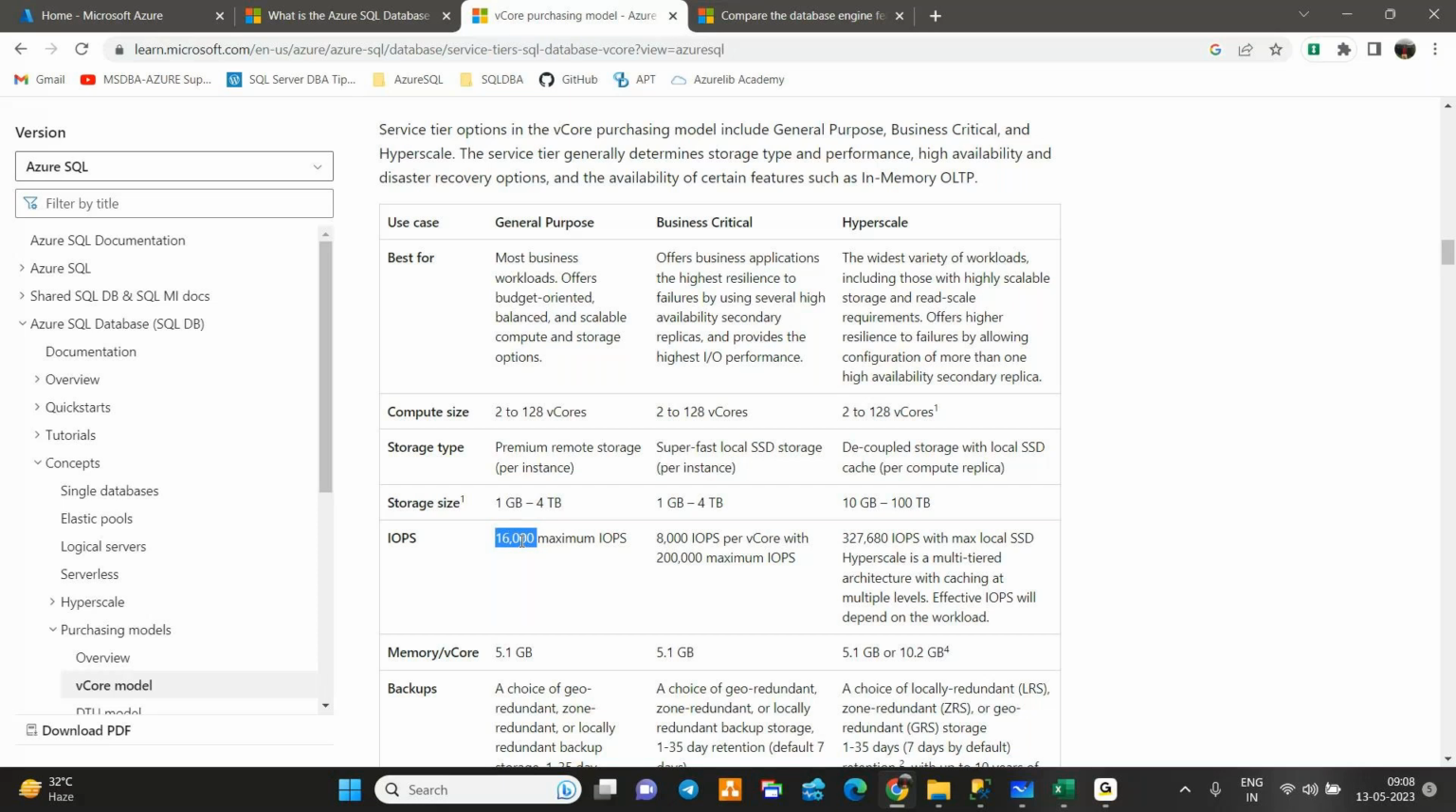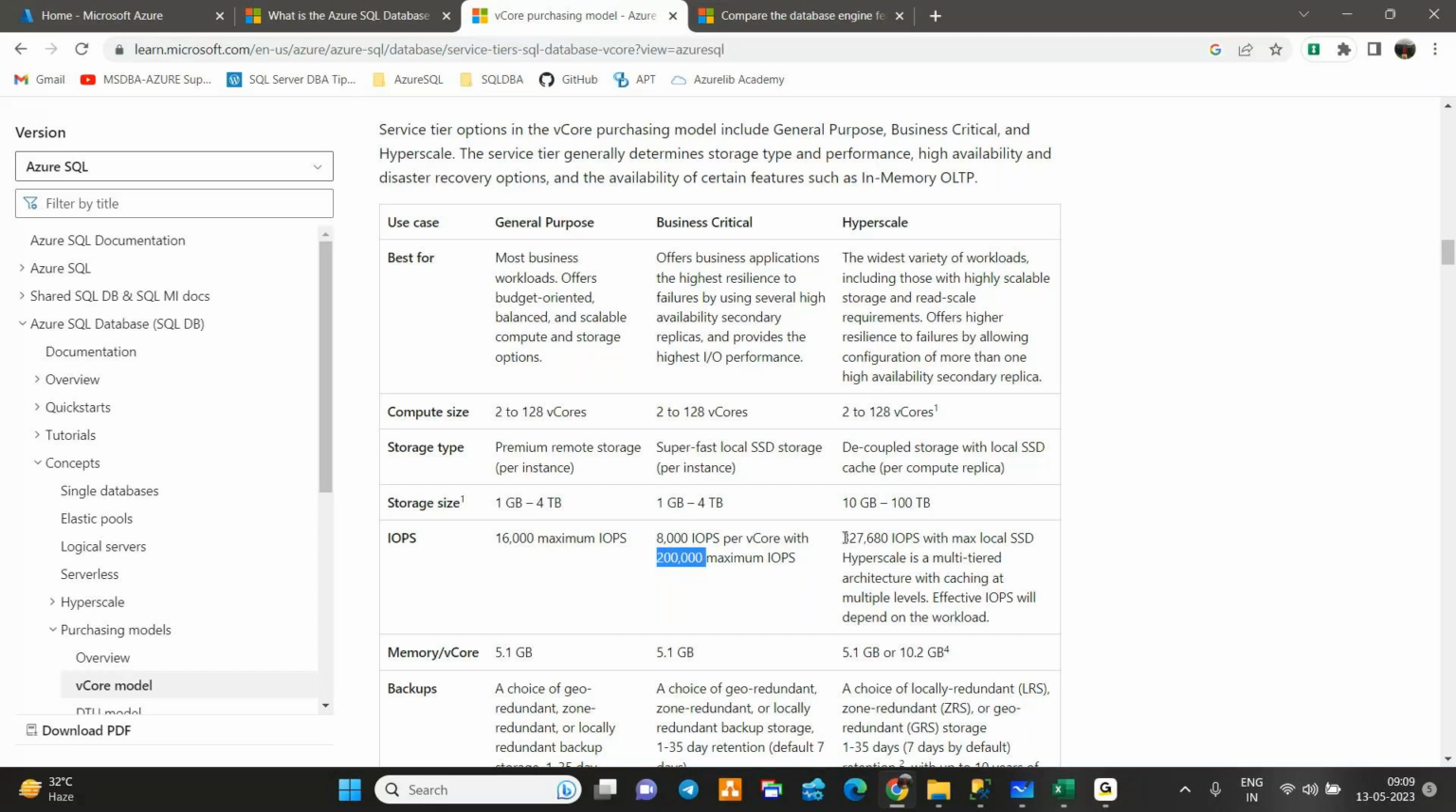When you go for DTU, how much does it support? Greater than 25, right? Agree or not agree? Yes, sir. Just now we discussed it. Here it is supporting 16,000 input/outputs per second when you go for general purpose. When you go for business critical, 8,000 per core. Per core, sir. It's awesome, right? Per core, 8,000 IOPS. Maximum 2 lakhs per second you can perform input/outputs. And here, oh my God, it's more.